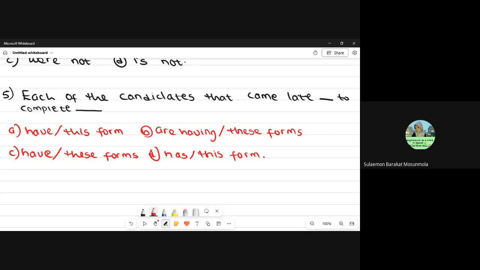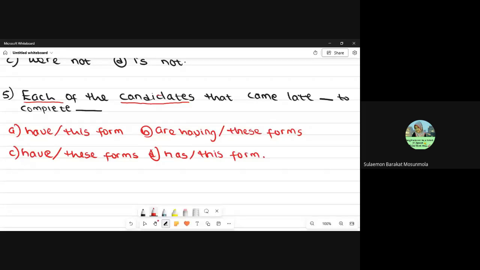The correct option to this question is option D. Why is option D the correct option? We already stated in the rule that whenever you use each of, it should attract a plural subject. Please pardon me, I said singular earlier. That was a mistake. When you use each of, it should attract a plural subject, candidates, then a singular verb. So have is a plural verb.